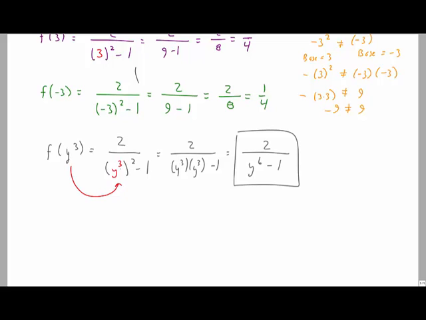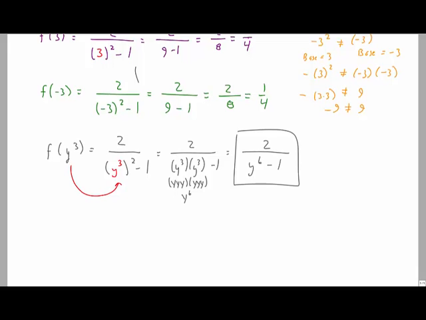Y cubed quantity squared would be y cubed times y cubed. And y cubed would be y times y times y. This other y cubed would be y times y times y, which of course is y to the 6th. Shortcut rules are easier to remember if you use them a lot. So go ahead and look at those: y cubed quantity squared. When you raise a power to a power, you multiply the powers. And we use these ideas a lot in calculus, so it's important to know your rules of exponents.